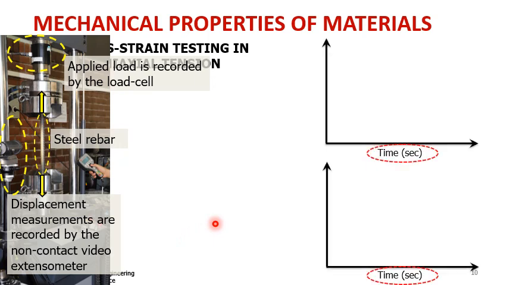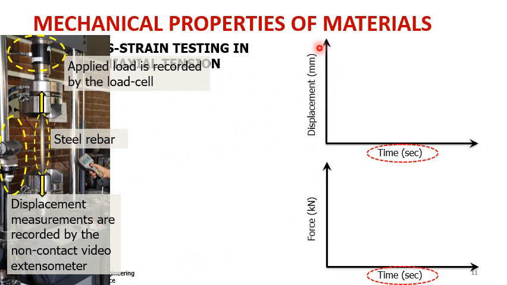Then now we have two types of data, the load data and the displacement data. So which one is used where? And of course we continuously monitor the load and the displacement, so we have another parameter, time, for this case.